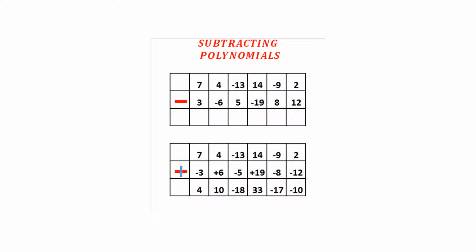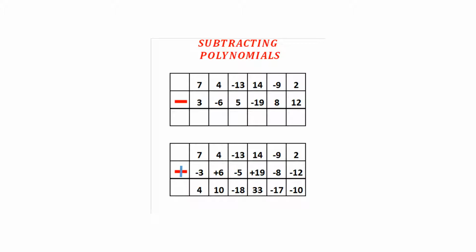Subtracting polynomials. The top one, 7, 4, negative 13, 14, negative 9, and 2. We're subtracting 3, negative 6, 5, negative 19, 8, and 12. This is an easy method to do so that you don't get messed up with negatives. We're going to change every sign in the second row. So we're going to turn it into addition. So the negative sign becomes a plus sign. 3 becomes negative 3. Negative 6 becomes plus 6. 5 becomes negative 5. Negative 19 becomes plus 19. 8 becomes negative 8. And 12 is negative 12.